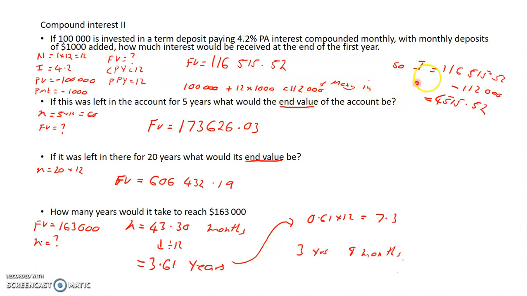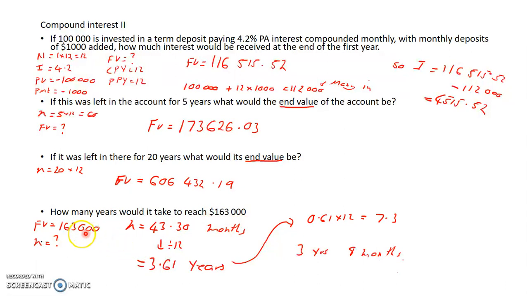So my interest needed to be my final value, take away the money that I've put in, tells me that I've made $4,515.52 in interest. What would the final value be after 5 years? I don't need to worry about the interest. I just need to do all this and find out what the final value was. And in this case, my N was 60. If it was in there for 20 years, my N is also 60, and I end up with $606,432.19. How long would it take to reach 163,000?